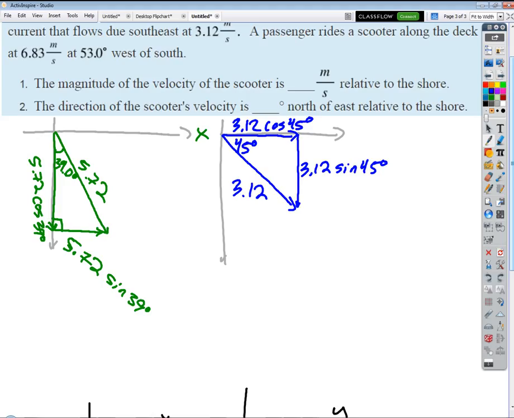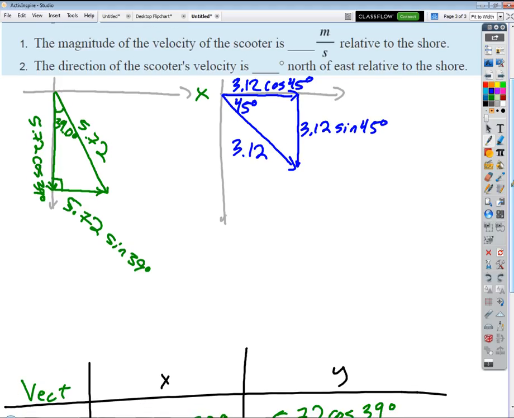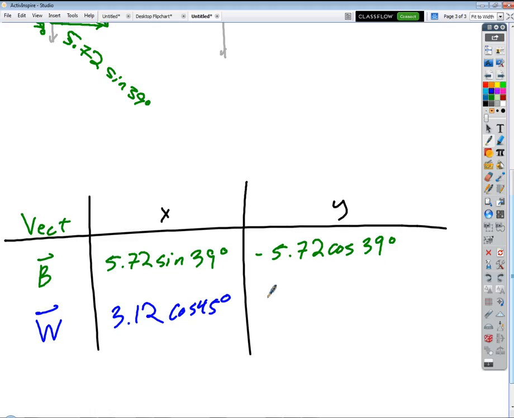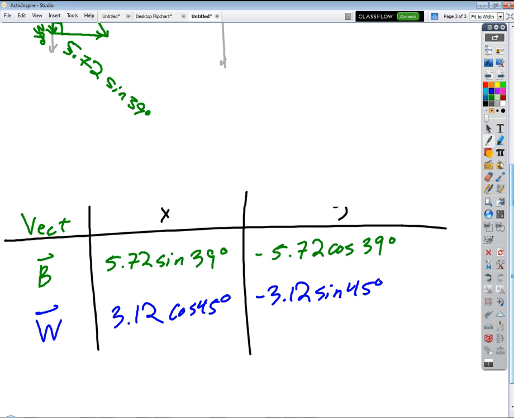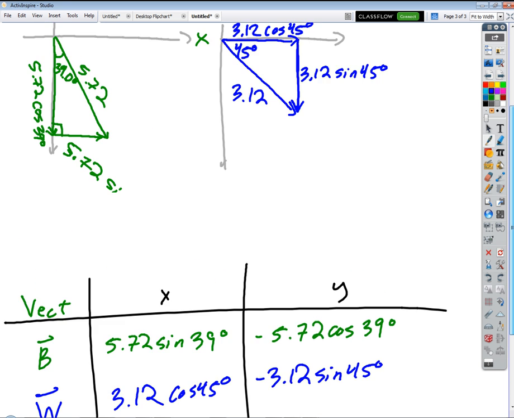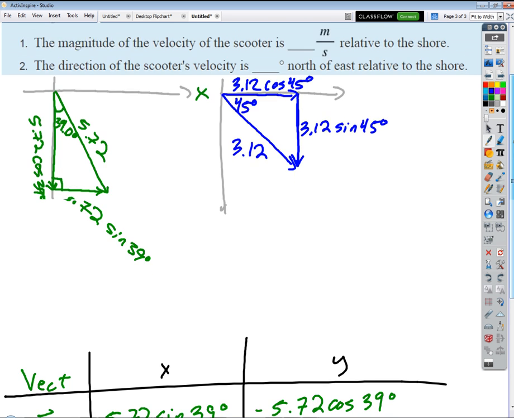What's the y component going to be? Here's the y component, right? The y component is going negative, right? Okay. So it's going to be negative 3.12 sine 45. Okay, we good? So we got two of them down. Now all we need is the scooter.